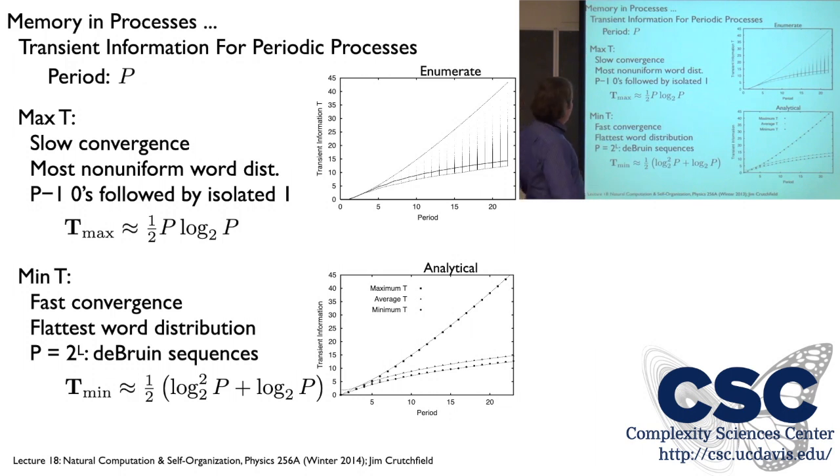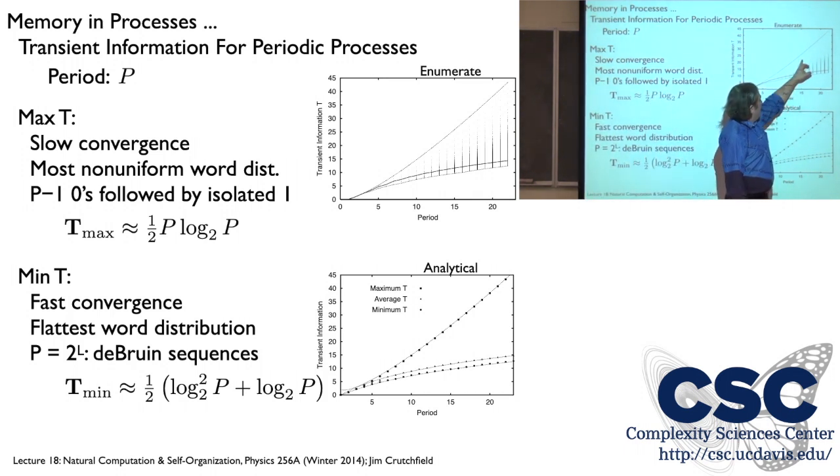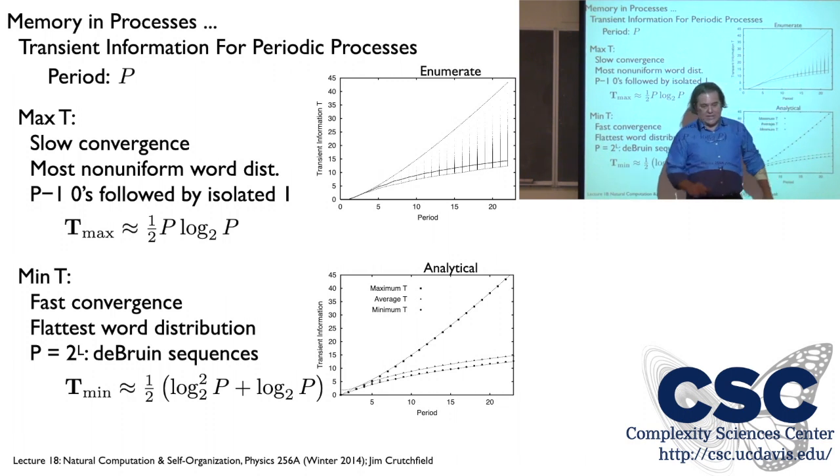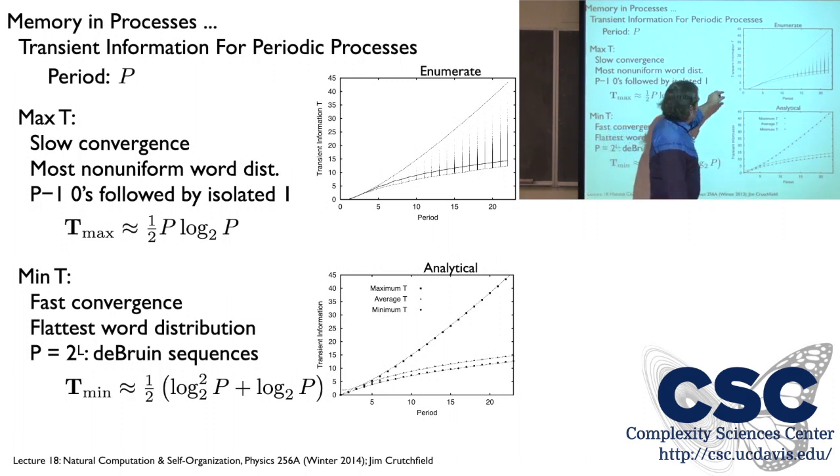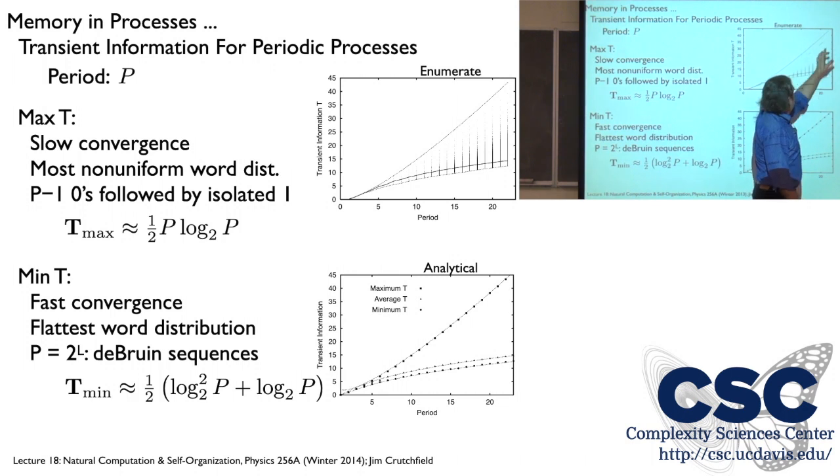So you can just look over all periodic processes, and there's a way, with just a little number theory, to calculate what these unique templates are up to permutation equivalence and 0-1 exchange. And so what we have here is just looking at the period, say period 15, and then calculating the transient information for all of the distinct words of length 15, the distinct templates. So this is the distribution, that's the min, that's the maximum.